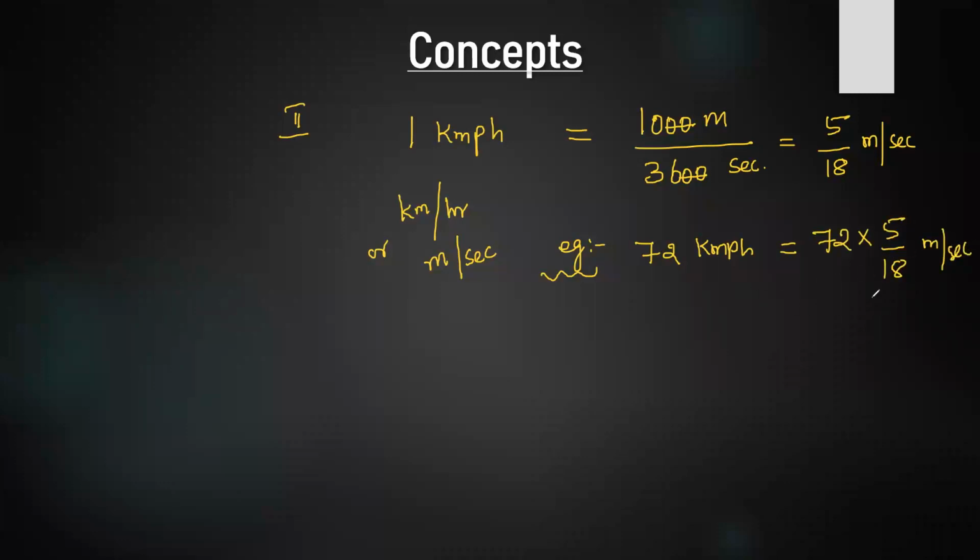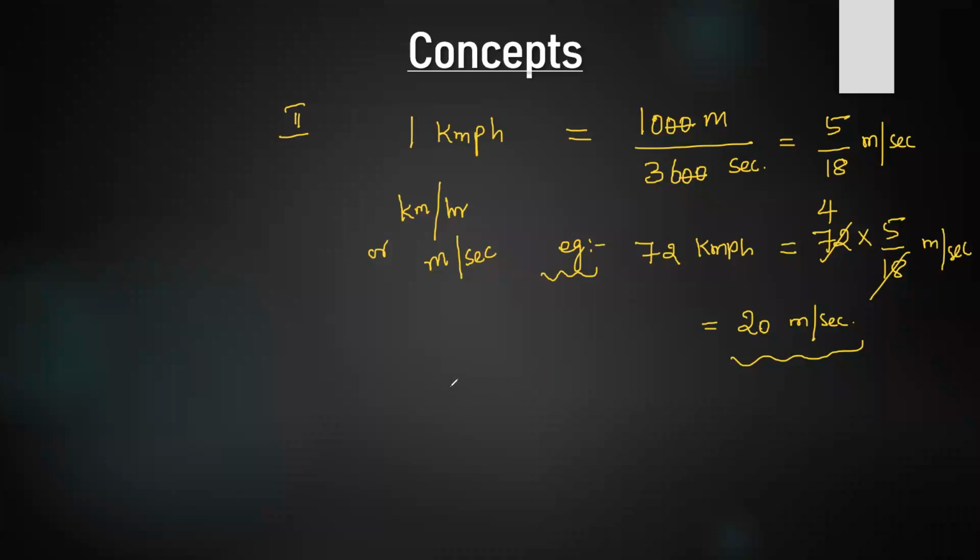If you multiply by 18, you will get 20, right? So 20 meter per second. Is it clear? Okay, 20 meter per second. Just multiply by 5 by 18. Yes, Sanjeev. Good.